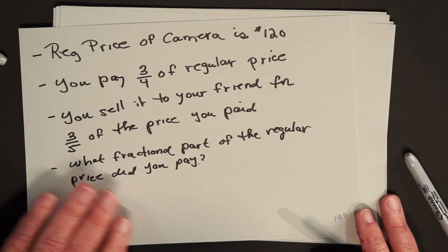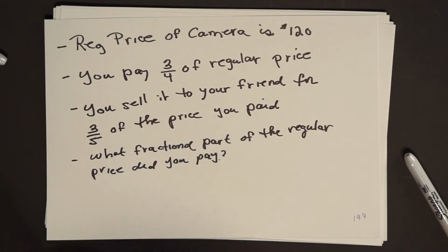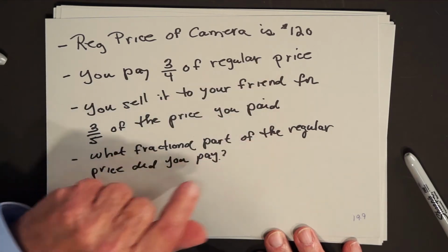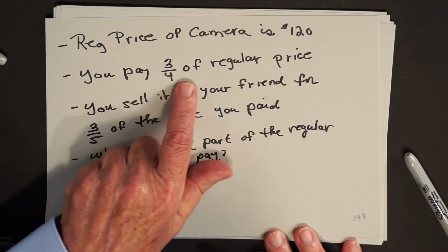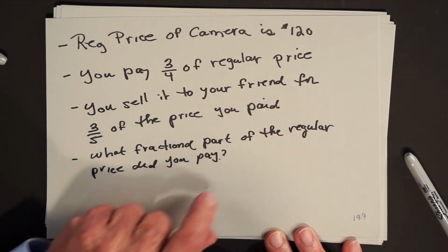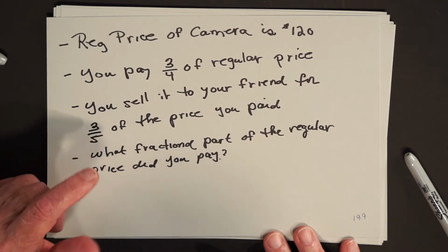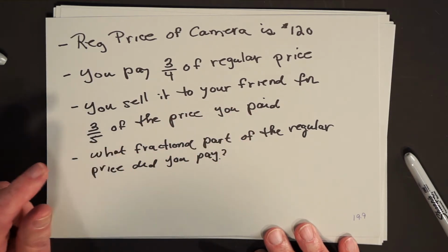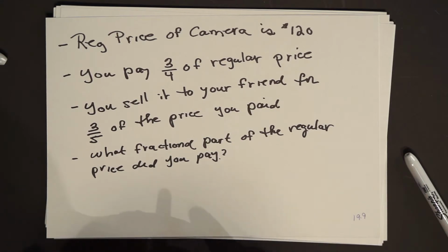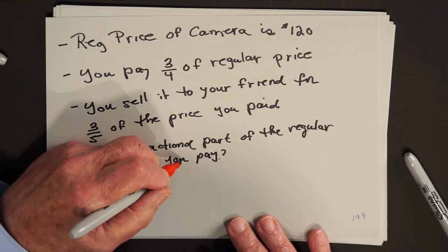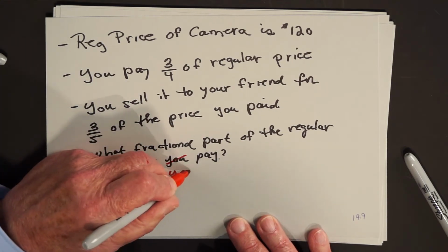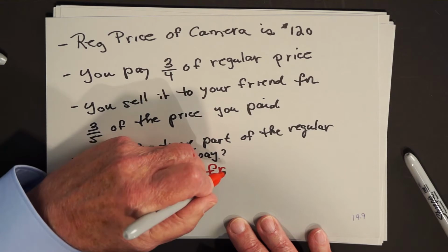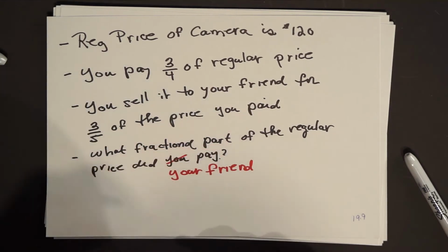Now, how does this come up in a word problem? Well, there's all kinds you can make up. Let's suppose the regular price of a camera is $120, but you only have to pay 3/4 of the regular price when you buy it because it's on sale. Later, you get tired of it, so you sell it to your friend for 3/5 of the price you paid. And the question is, what fractional part of the regular price, not did you pay, because we already know that, did your friend pay? I wrote too fast and proofread too slowly. Okay?